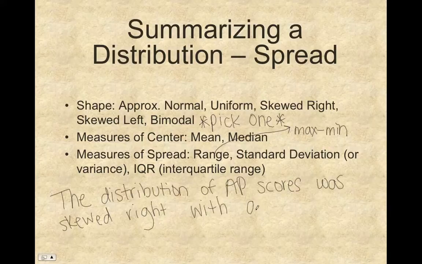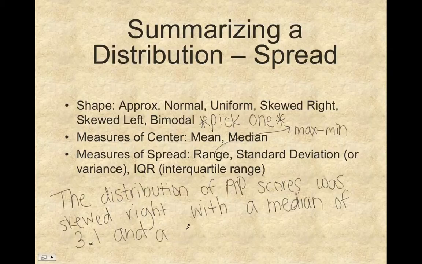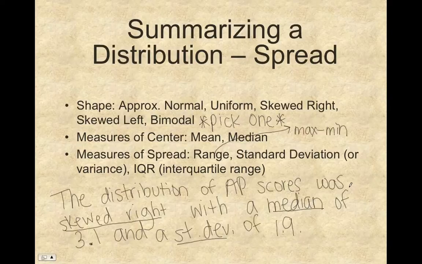With a median of 3.1 and a standard deviation of 1.9. I have not used the words center, shape, or spread, but I've addressed all of them. Skewed right, address the shape. Median, address the center. And standard deviation, address the spread. You could also give these in bullet points. That's just fine, as long as you include the context.